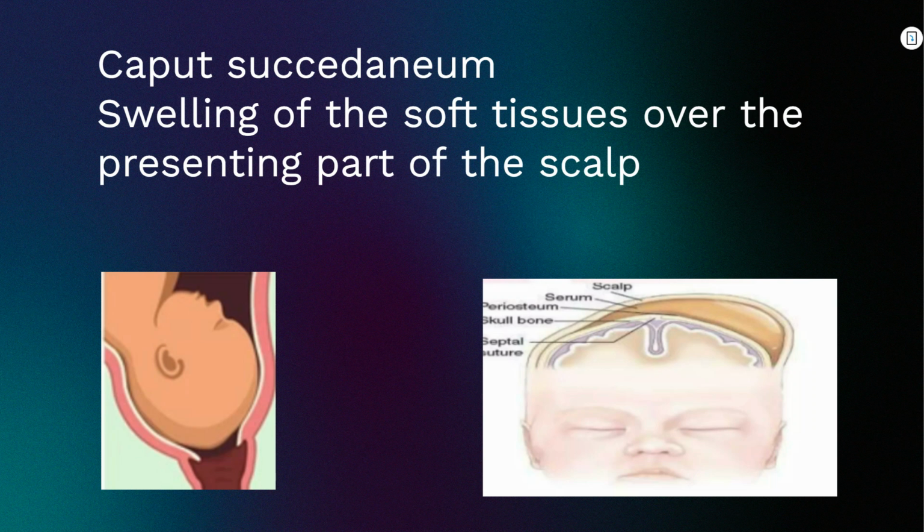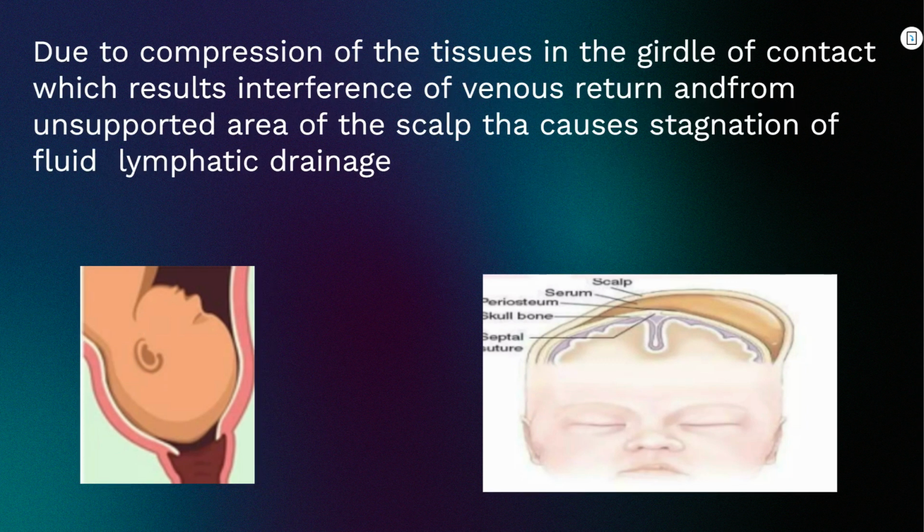Caput succedaneum is the edema of the skull at the neonate's presenting part of the head. It appears over the vertex of the newborn's head as a result of pressure against the mother's cervix during labor. The edema in caput succedaneum crosses the suture line and it may involve a wide area of the head, or it may be just the size of a large egg. It occurs due to compression of the tissues in the girdle of contact, which results in interference of venous return and lymphatic drainage from the unsupported area of the scalp, causing stagnation of fluid.